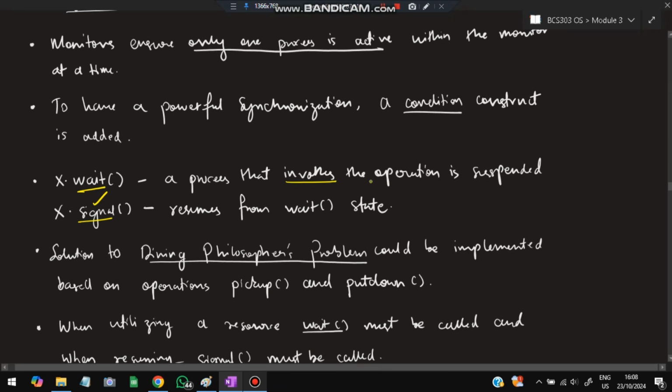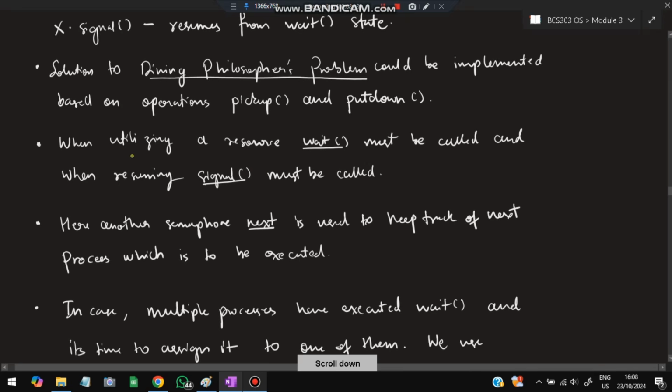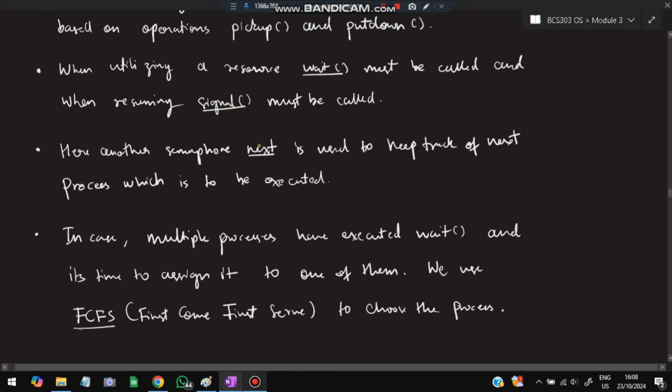Wait means the process that invokes the operation is suspended. Whenever wait is called, the process will be suspended, and whenever signal is called, the process will be resumed from the wait state. Okay. A solution to the dining philosophers problem could be implemented based on the operations pickup and putdown. Pickup means the chopstick is picked, and putdown means the chopstick is put down. When utilizing a resource, wait must be called, and when resuming, signal must be called. Okay, these two things. And another semaphore, next, is used to keep track of the next process which needs to be executed. Here another semaphore is also used.